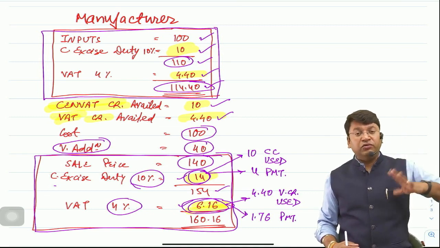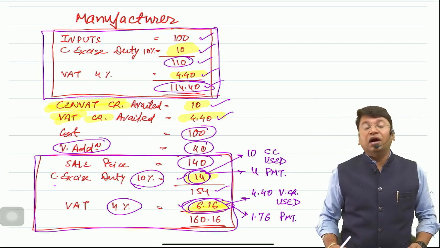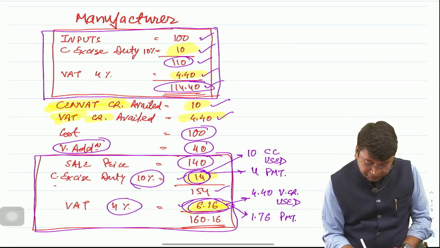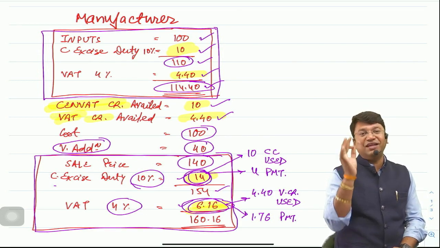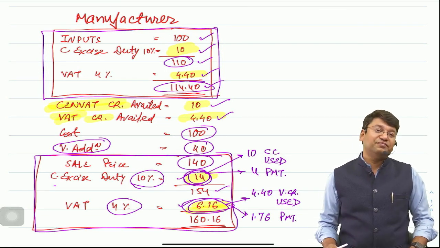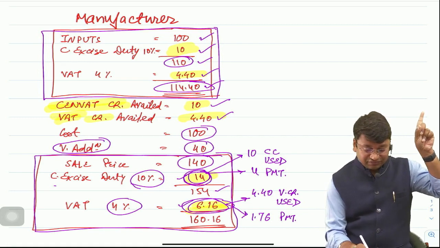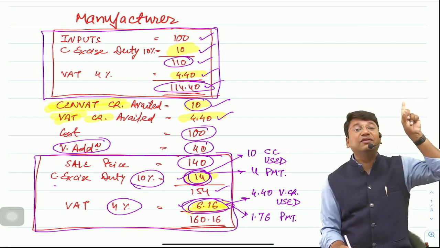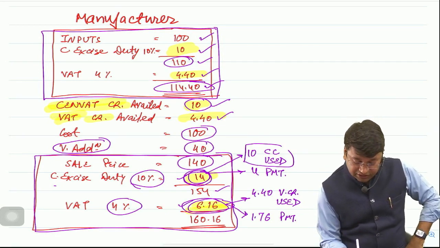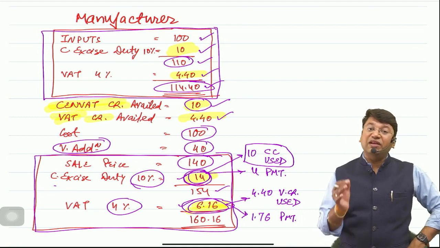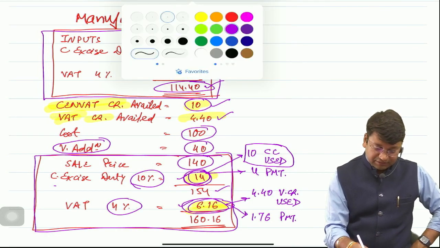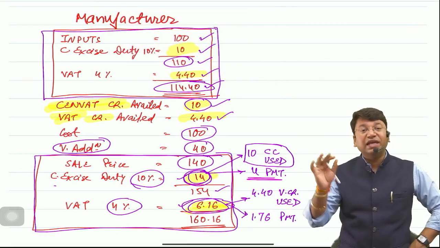Now that manufacturer will have to pay these taxes to the government. While paying 14 rupees to the central government, which is the central excise duty and the revenue of the central government, he will utilize the SENVAT credit which he had availed at the time of purchase of those inputs. So 10 was the credit available with him. He will use the SENVAT credit of rupees 10 and the balance 4 rupees he will pay to the government.